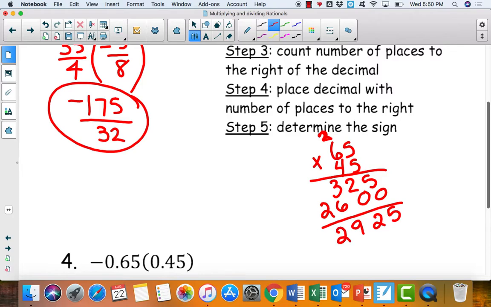Bring down my 2. But step number 3 says to count the number of places to the right. 1, 2, 3, 4. I have 4 decimal places to the right. That means I need to have 4 decimal places in my answer. Place the decimal. We're going to give it a leading 0. Determine the sign. I have 1 negative. 1 is odd, so my answer is going to be negative. My answer is a negative 0.2925.